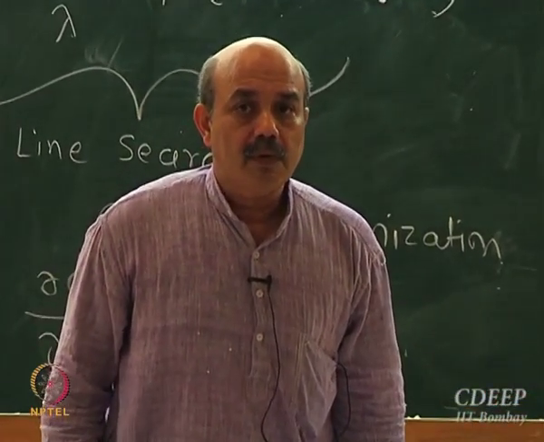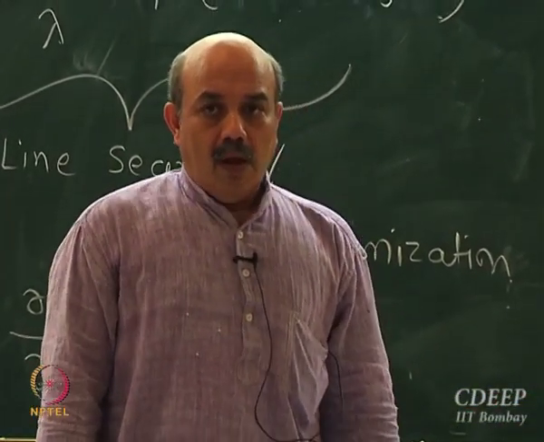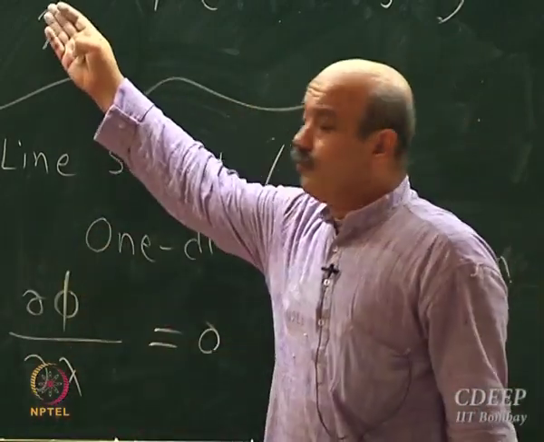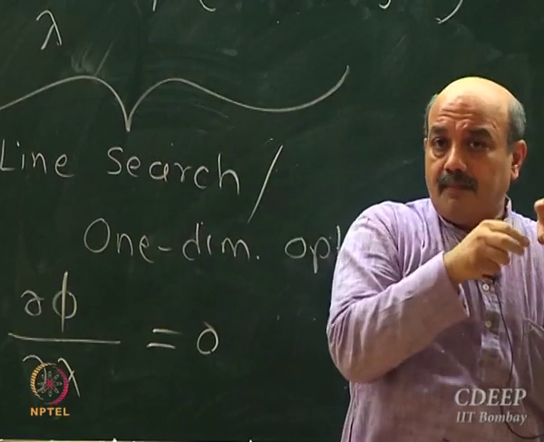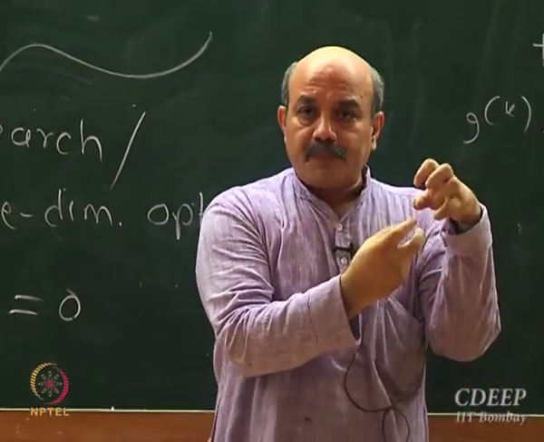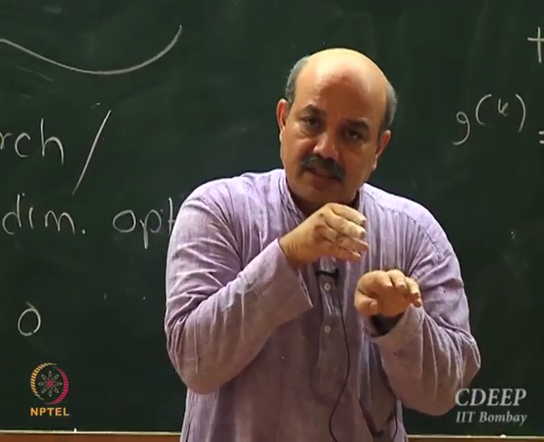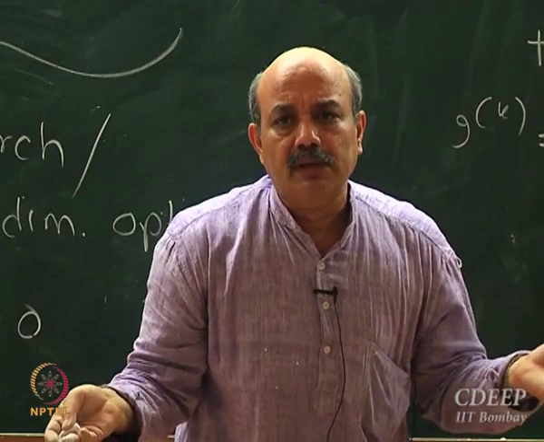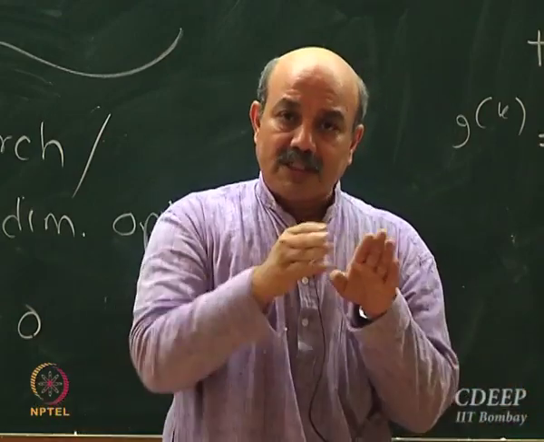Maximum value of? So I want to find out. I'm decreasing phi, right? So now, in one shot, I would like to decrease as much as possible when I'm taking one step. So how do you find out how much is possible?